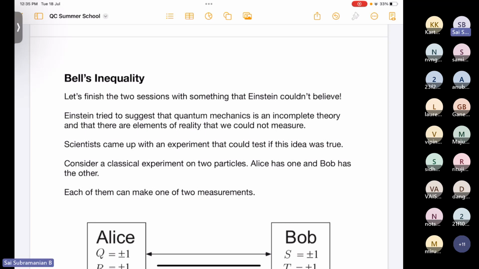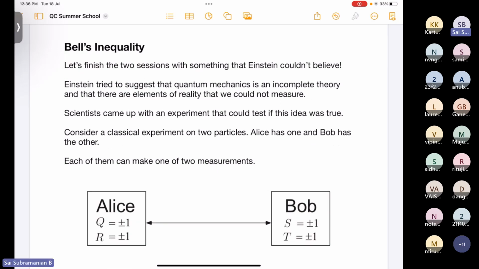So scientists managed to come up with an experiment to test if really these measurements are pre-decided and we are just not able to find them out, or whether it's actually the quantum mechanical way of thinking where it's in a superposition state and it really just decomposes based on a probability, based on luck. So I'll tell you what this experiment is.